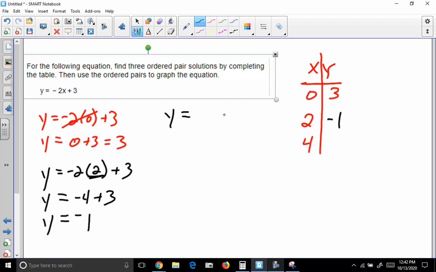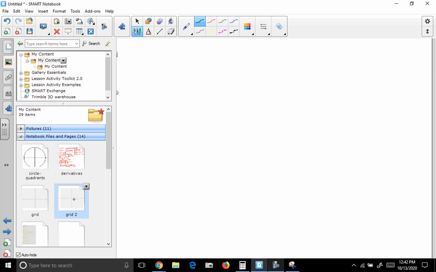So this time we're going to let x be 4. So when we put a 4 in for x, y is negative 2 times 4 plus 3. Opposite signs, so subtract the numbers. 8 minus 3 is 5. Take the sign of the bigger number. So that gives us 3 ordered pairs, so we can plot that.